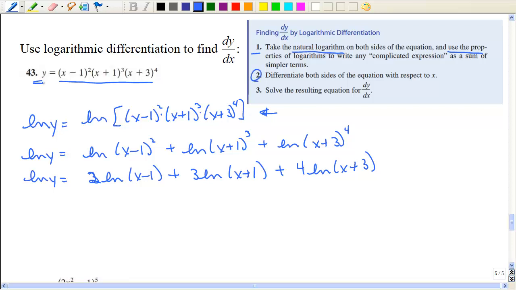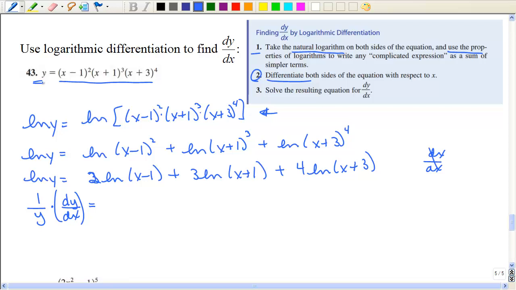The second step says to take the derivative of both sides of the equation with respect to x. So the derivative of the natural log of y is 1 over y times dy/dx, and that's what we're looking for. Now, the right-hand side is all just x, so when I take the derivative, it's just going to have that dx over dx. You may remember that from a couple of chapters ago. And then, of course, that's just 1, so I'm not going to write that part.